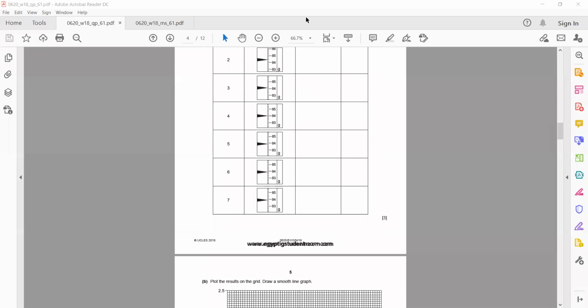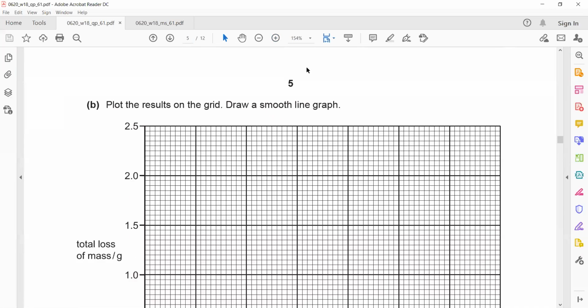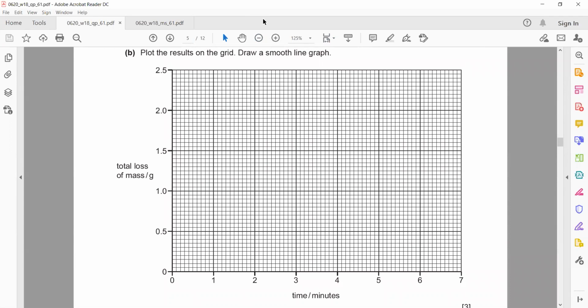So loss in mass was 0, 1, 1.6, 1.9. So when time is, in the beginning it is 0, after 1 it is 2. Then after 2, it was 1.6. Then after 3 minutes, it was 1.9. Sorry. After 1 minute, it was 1, sorry. I thought it was, yeah.